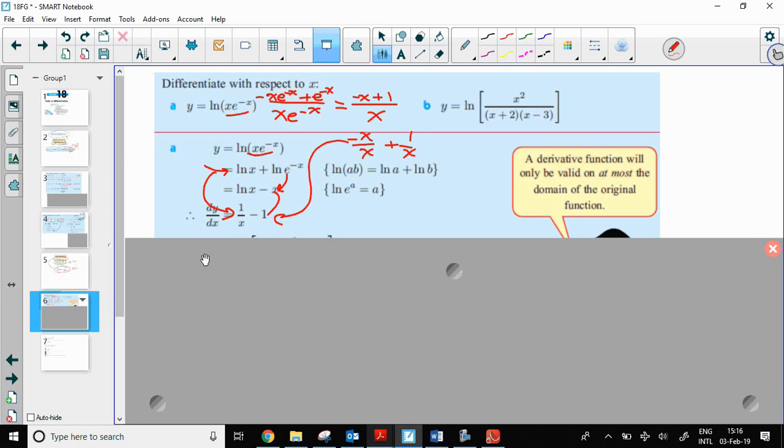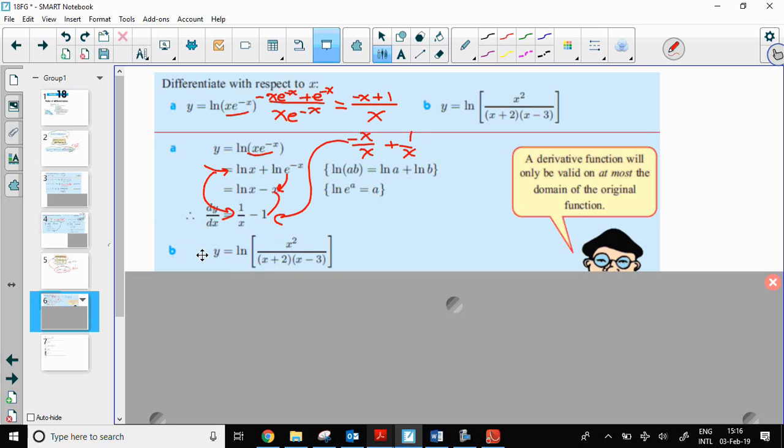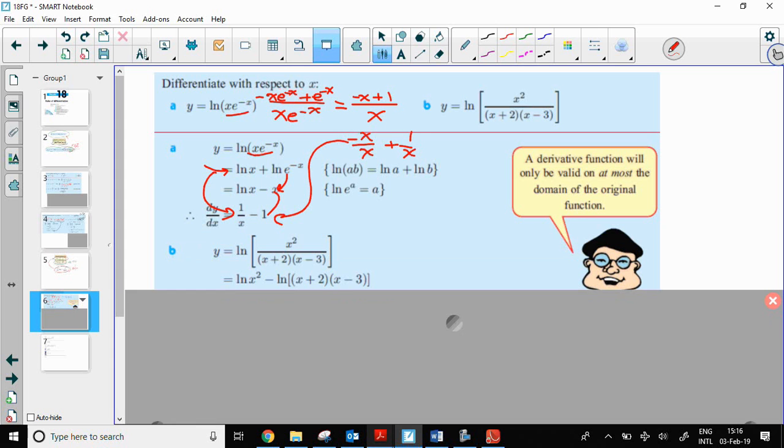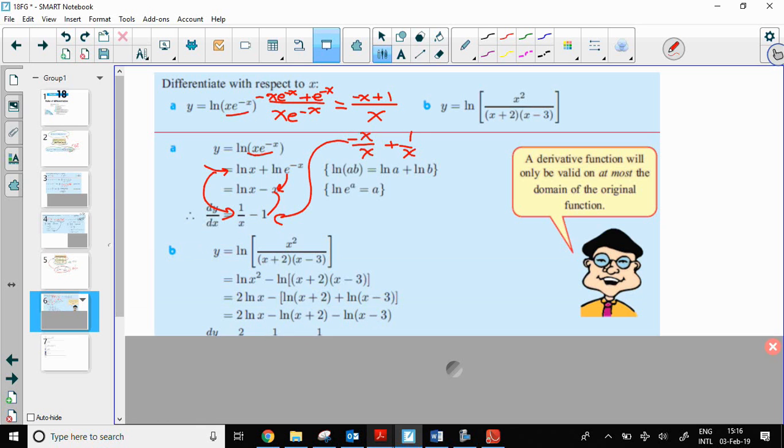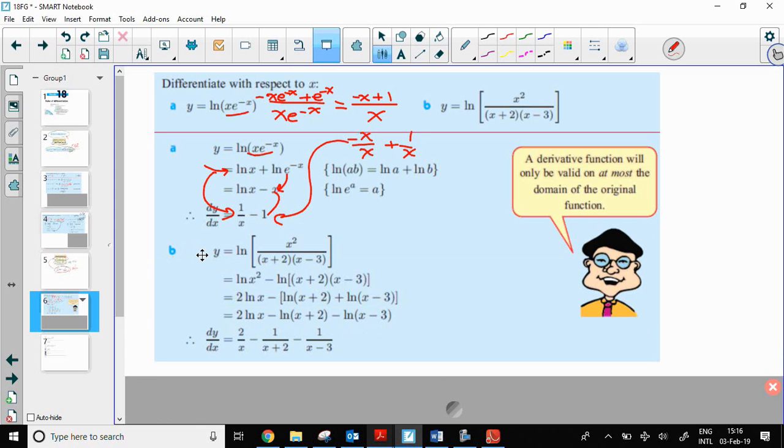It doesn't really matter which way you do it. You're going to get the same answer. For letter B, we've got this massive thing. Again, in this case, I think perhaps the properties of logarithms might be helpful here. So we can rewrite that as a difference and a sum, and then just differentiate each part.